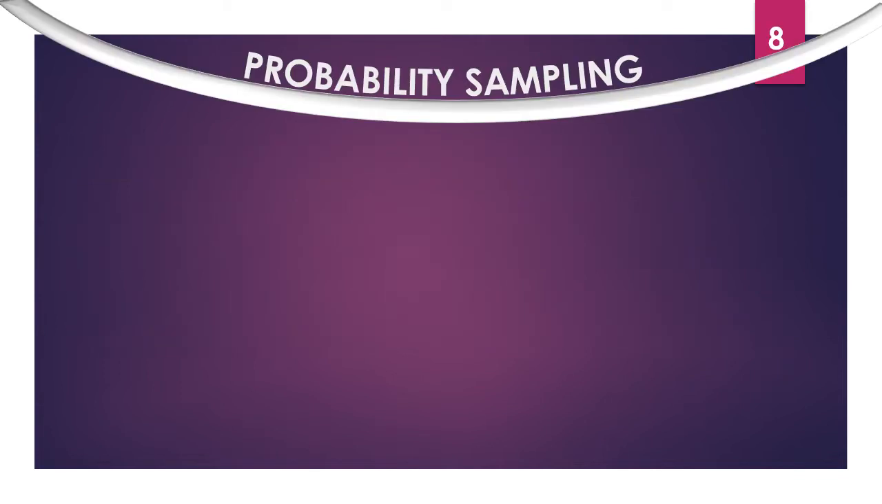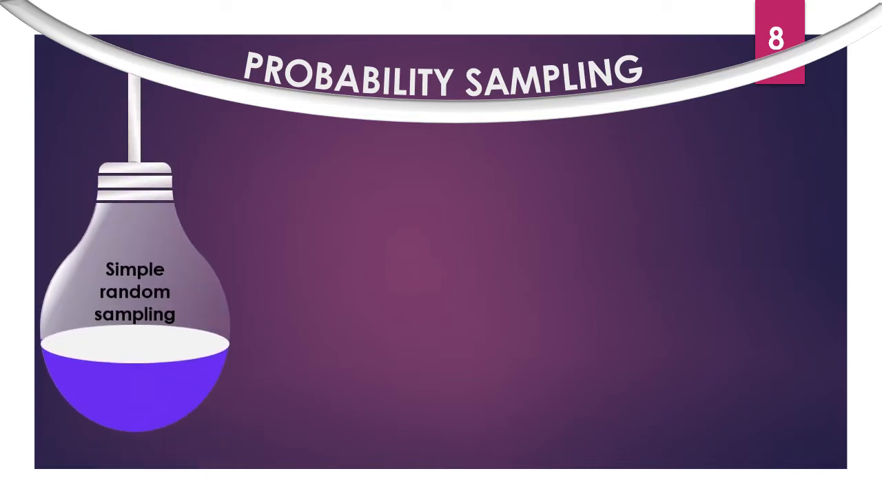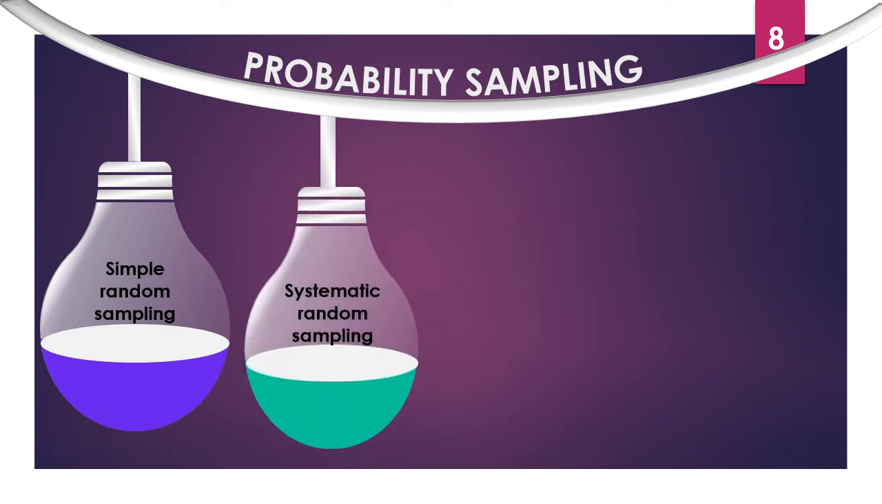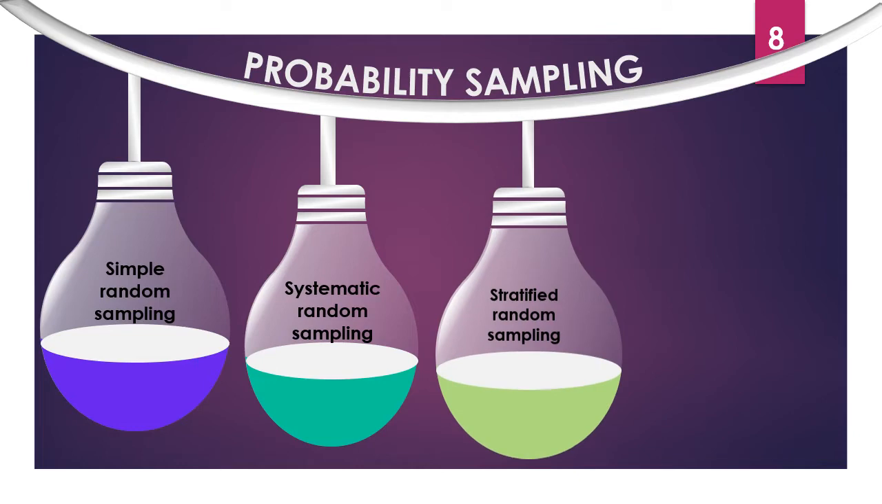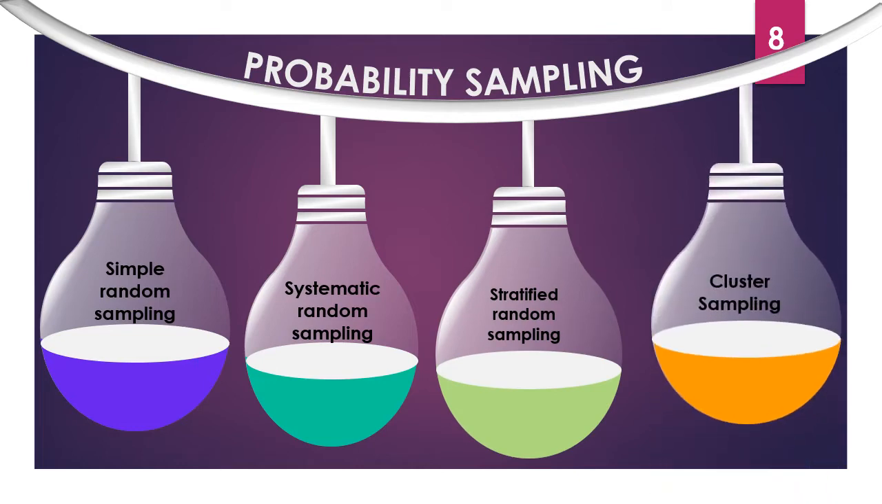There are four basic types of probability sampling that you should know. The first one you should be aware of is simple random sampling. The next one is systematic random sampling. Third one is stratified random sampling. And the last one is cluster sampling. So let's look at each of these sampling methods in detail.